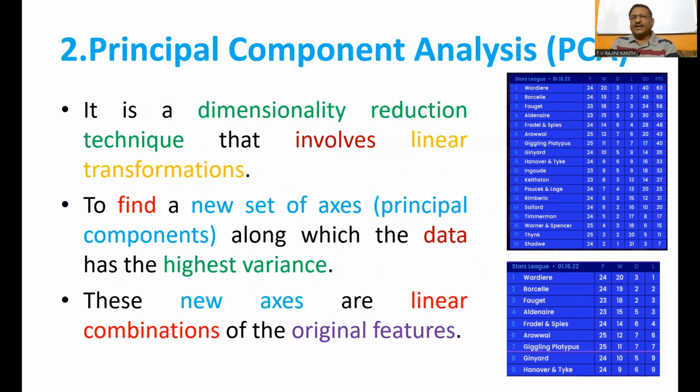It is a dimensionality reduction technique that involves linear transformations, from higher dimension to lower dimension. When the data set has higher dimensions, the time complexity can sometimes become exponential, by which the system will crash. To overcome those problems, reduce the time complexity and enhance the performance of the algorithm, we apply principal component analysis, popularly known as PCA.